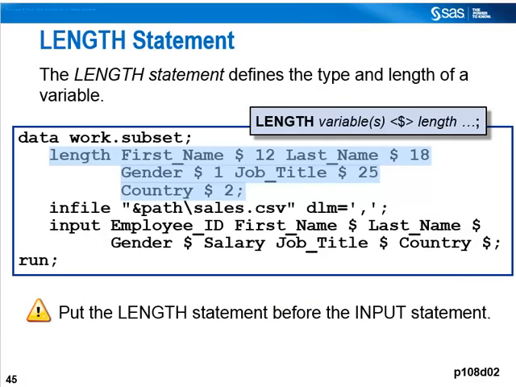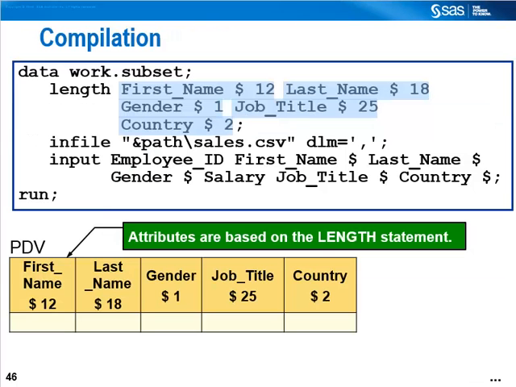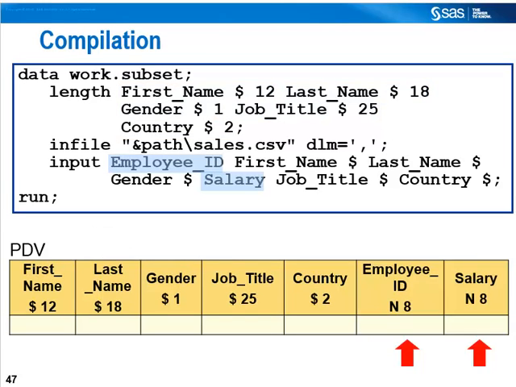The length statement can be used to predefine the length of each character variable. Notice that we are specifying not only the name and length but also a type of each variable being defined. SAS uses this statement at compile time to create the slot in the program data vector. The variables in the length statement are created first in the order they are listed. Then SAS scans the input statement to see if any other variables are listed. It finds employee ID and salary and creates slots for them in the PDV.